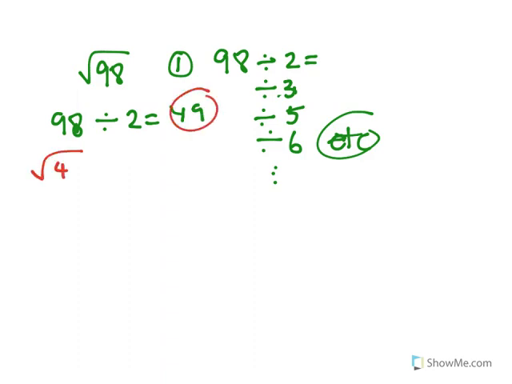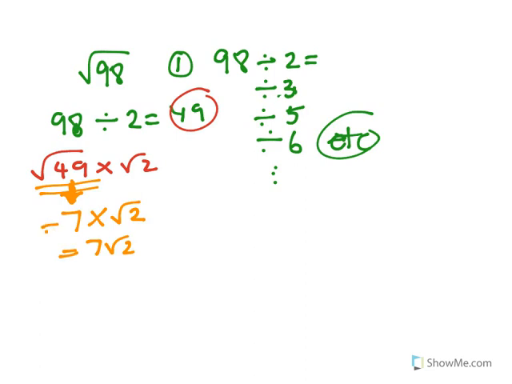So you go root 49 times root 2. Do you notice I always write the square number first? That's because you can always simplify that further. The square root of 49 is 7, so then you end up with 7 root 2.